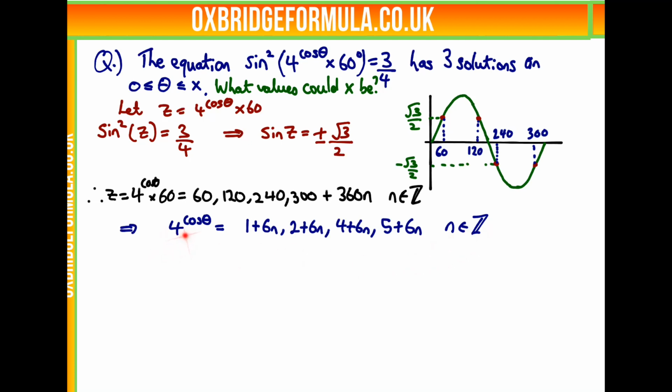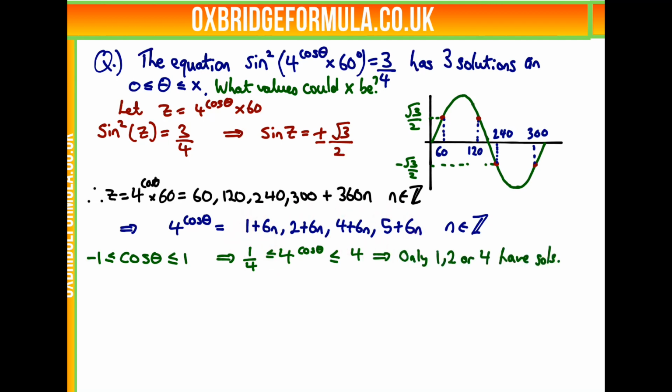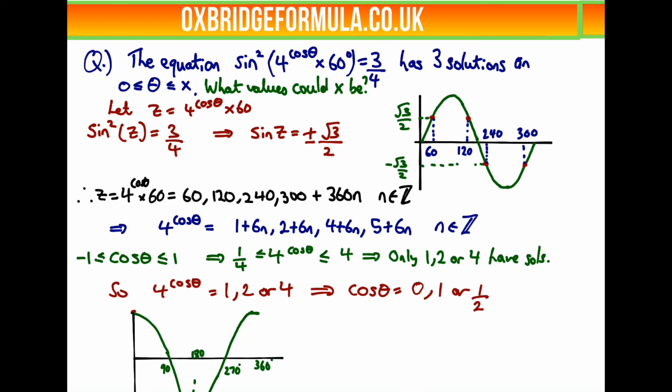Well, what restrictions can we make on this, or what values of n must we take? Because cos theta is between 1 and minus 1, 4 to the power of cos theta must lie precisely between 1/4 and 4. Therefore, the only values that work are 1, 2, or 4. So we're trying to solve 4 to the cos theta is equal to 1, 2, or 4. What values of cos theta is that? That's precisely when cos theta is equal to 0, 1, or a half.